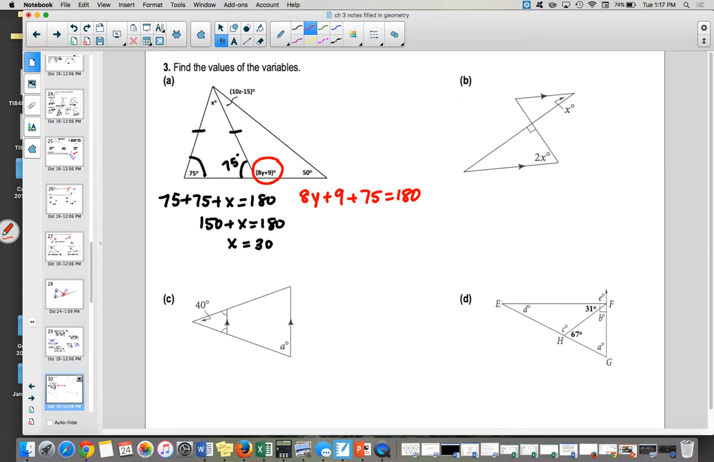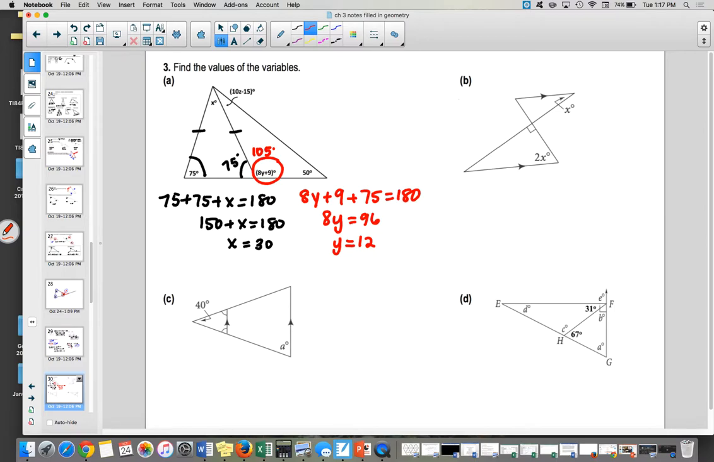So we start subtracting over. I subtract that 75 over. I get 105. 105 minus 9 is 96. So I get 8y equals 96. So I get y equals 12. That kind of helps us because we know that that red part that I circled is 105 degrees, right? It has to add with the 75 to be 180.